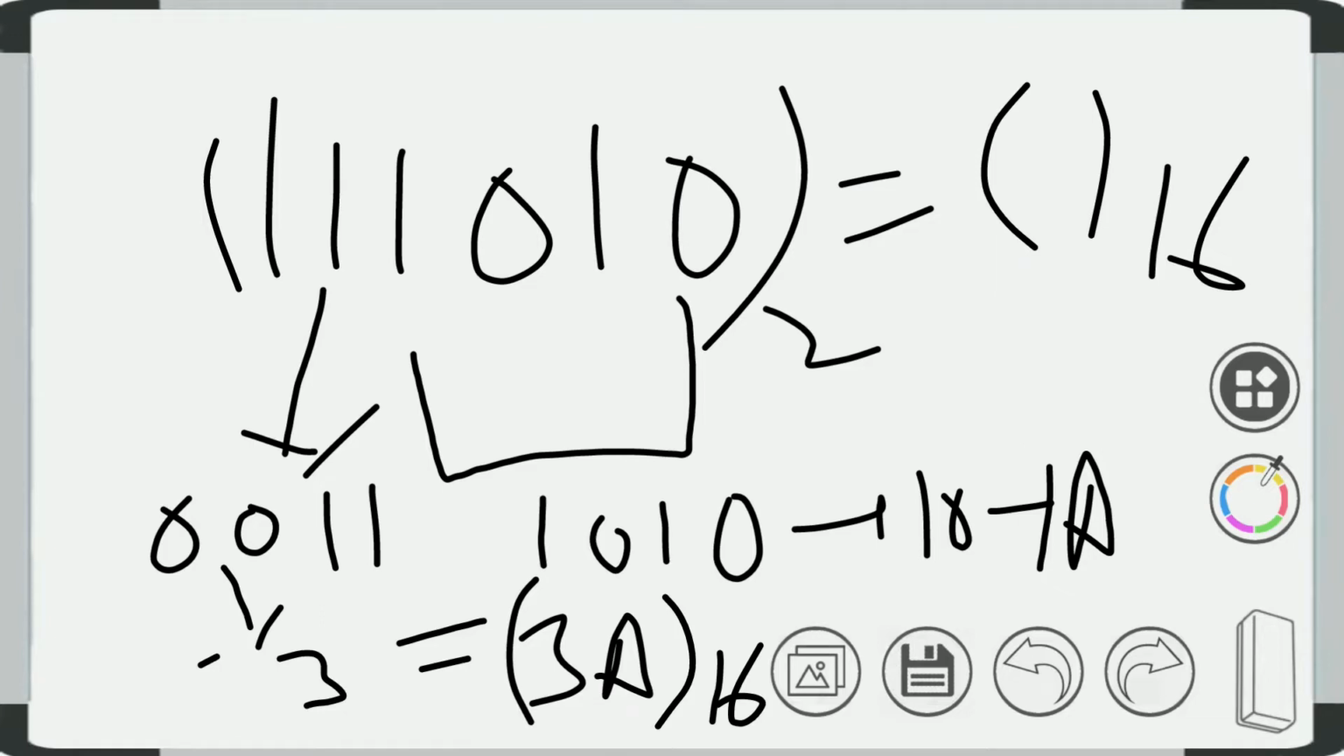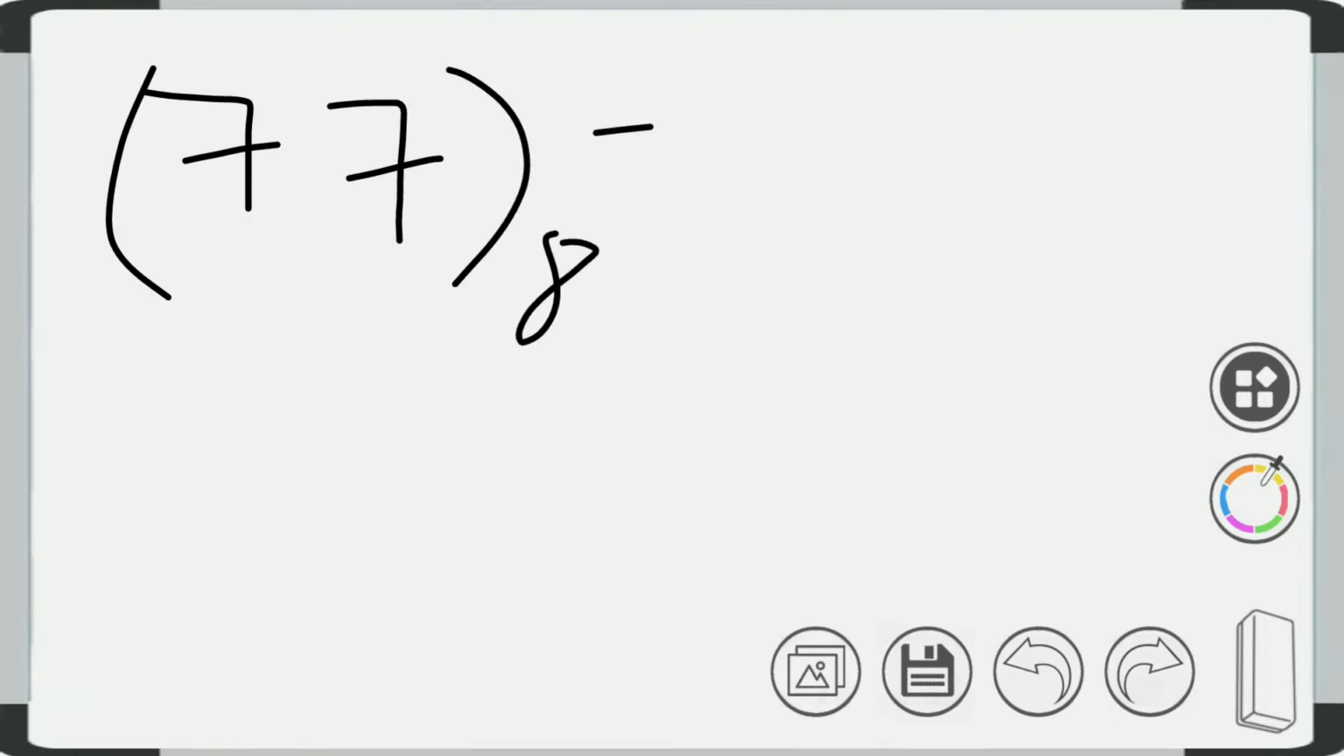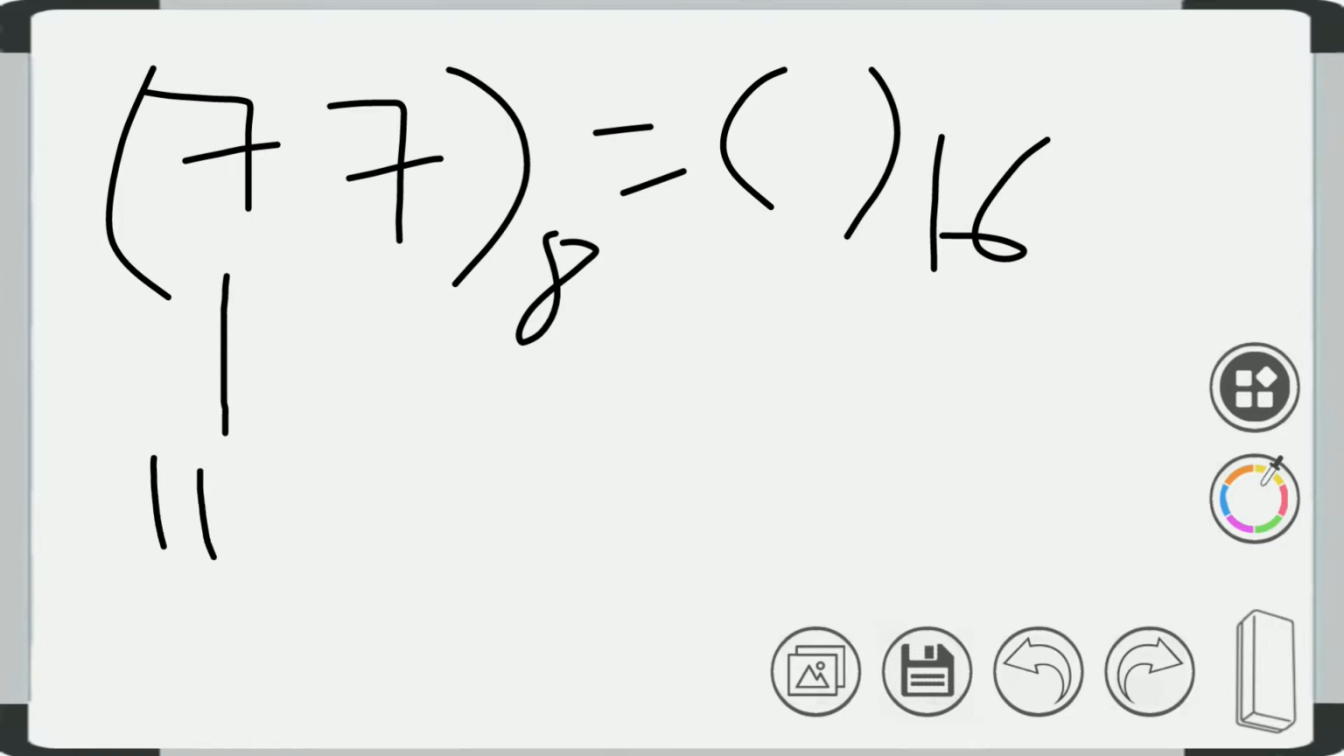Let's take another example. Suppose the value is 77. This is in octal form and it is to be converted into hexadecimal number system. The first step is to convert this octal into binary. So this will be represented as 111 and this will be represented as 111 in 3 bits.